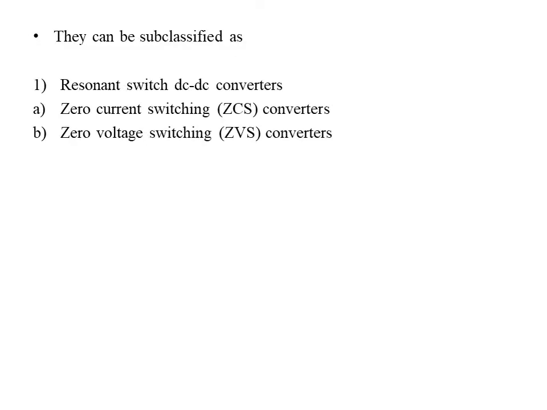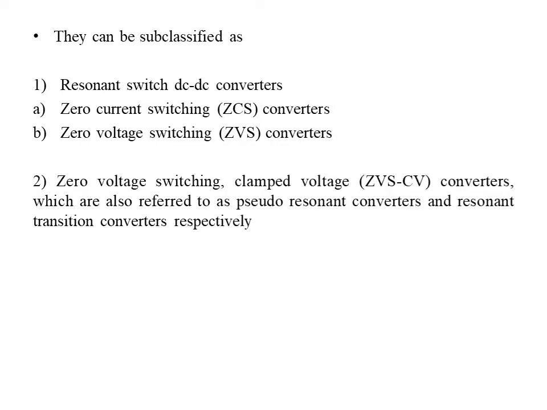They can be subclassified as resonant switch DC-DC converters. Under that, zero current switching converter, that is ZCS, and zero voltage switching converter, that is ZVS. Zero voltage switching clamped voltage, that is ZVS CV converters, which are also referred to as pseudo resonant converters and resonant transition converters respectively.